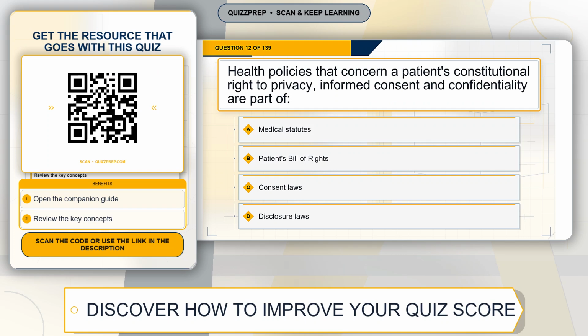Question 12. Health policies that concern a patient's constitutional right to privacy, informed consent and confidentiality are part of Option A, medical statutes.